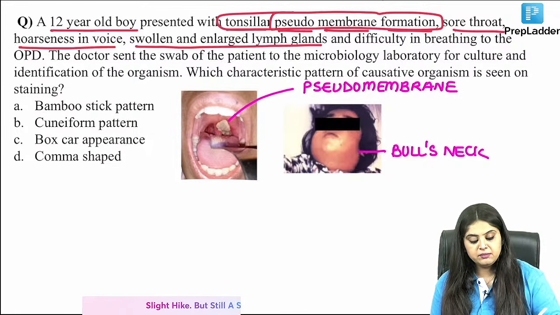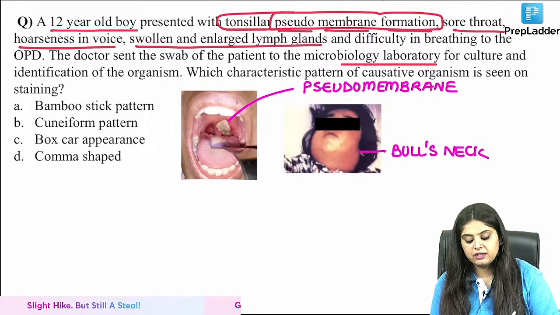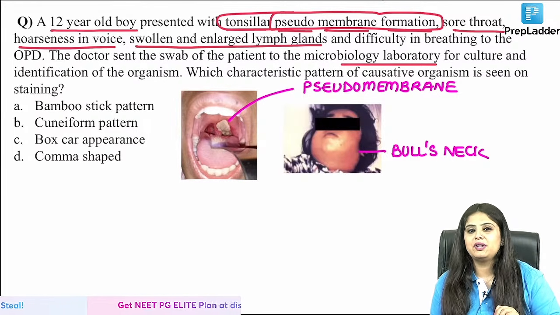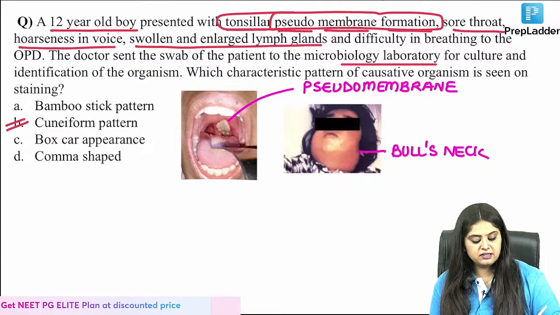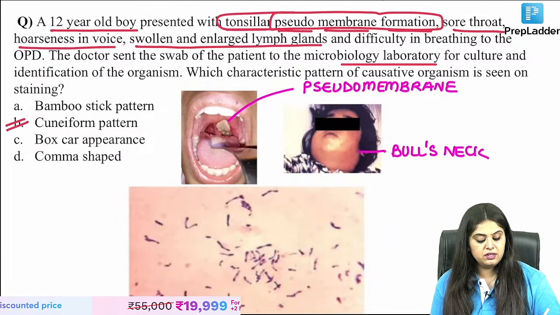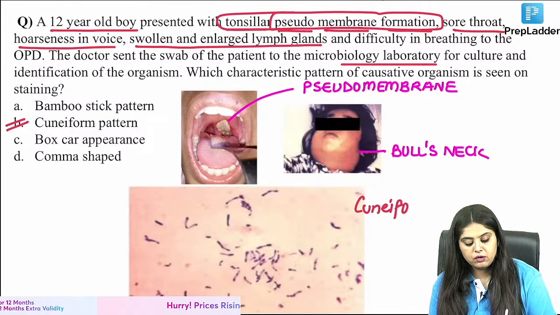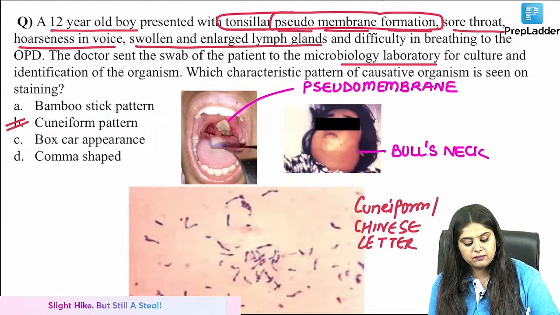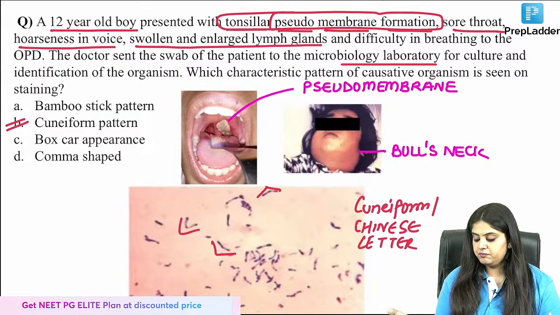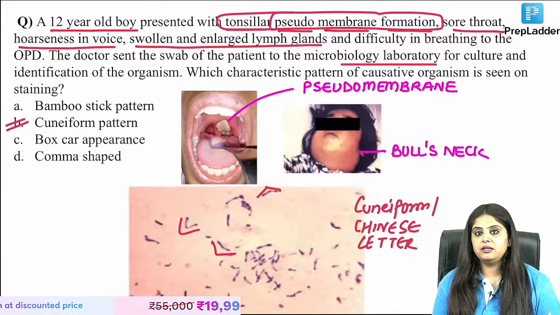Now there is difficulty in breathing. The doctor has sent it for microbiology culture. All of you say, ma'am, it is Corynebacterium diphtheriae, don't waste time. What is the appearance known as? It is known as the cuneiform appearance. Other than cuneiform, in simpler words you can call it the Chinese letter appearance. Perfect. I don't know Chinese, but it looks somewhat like English letters also; V and L and S type features are seen. So this is Corynebacterium diphtheriae.